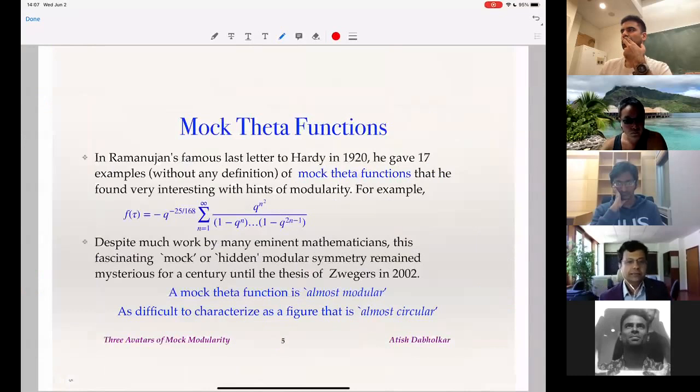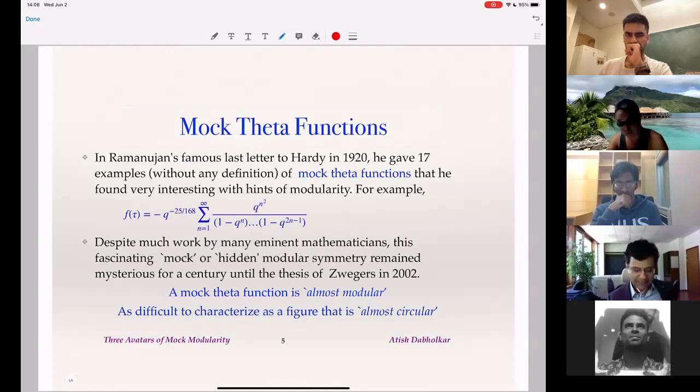So let's start with the mock theta functions. In Ramanujan's famous last letter to Hardy in 1920, he gave 17 examples of what he called the mock theta functions, without giving any definition. They're mock because they are like theta functions, but not quite like theta functions, with hints of modularity.